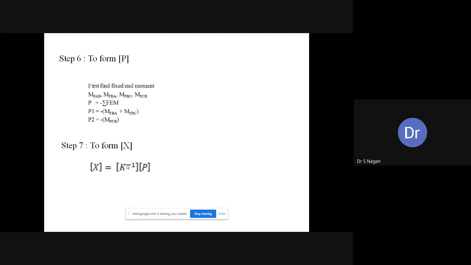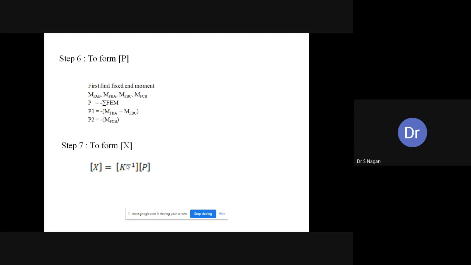And to form the matrix P, that is step 6, we need to have the fixed end moments. So fixed end moments have to be found for the given type of loading. For any type of loading, we need to find the fixed end moments. So mark the fixed end moments on the fixed beam, then mark the P diagram.